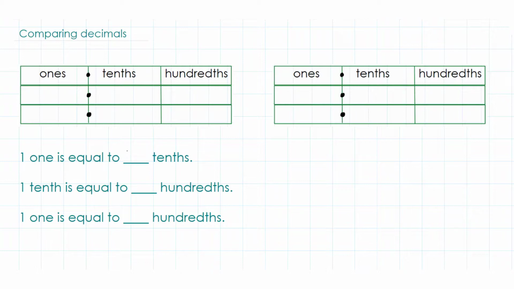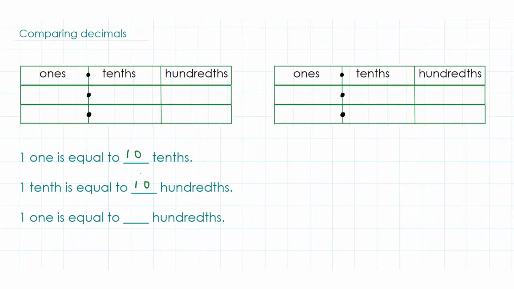Well, the answer is 10. 10 tenths is equal to 1 whole. If you split the whole up into 10 equal parts, you've got 10 tenths. All 10 of those tenths is 1 whole. Next one, 1/10 is equal to how many hundredths? What do you think? Well, again, the answer is 10.